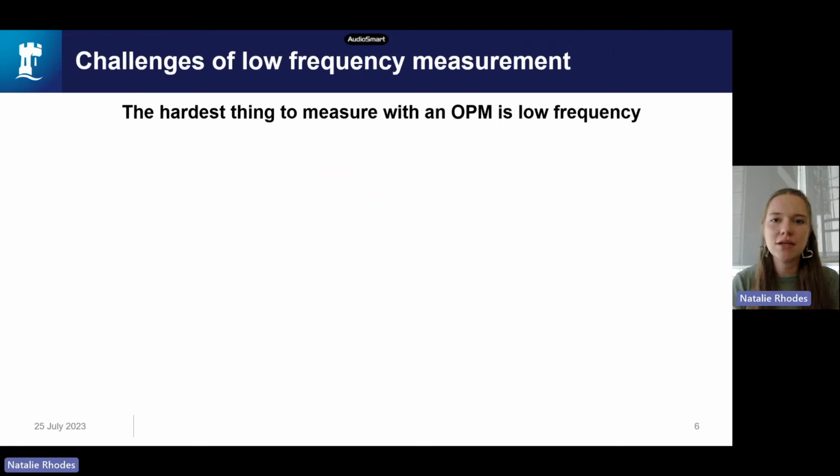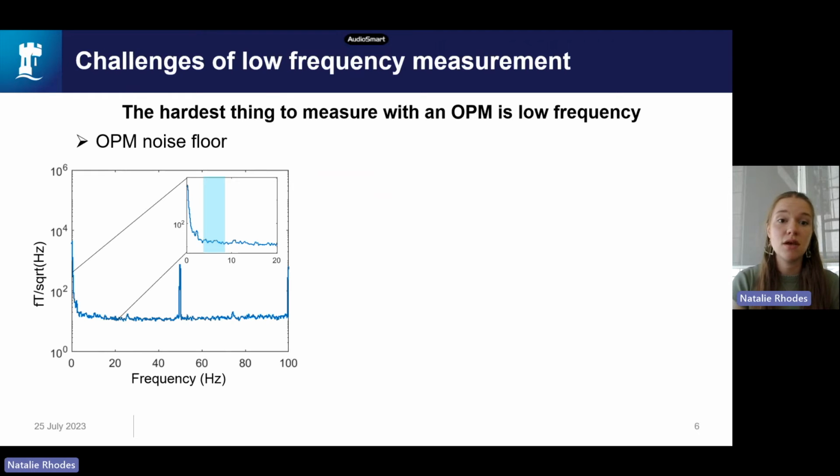However, why is it a challenge to measure things like the theta band with OPMs? Well, the hardest thing to measure with an OPM is low frequency. This is mainly for 2 reasons. The noise floor in the low frequencies is higher in OPMs. They have this 1/f noise profile.